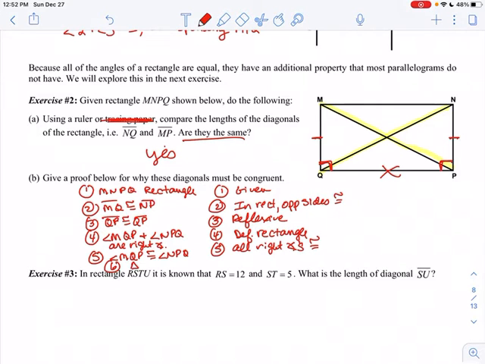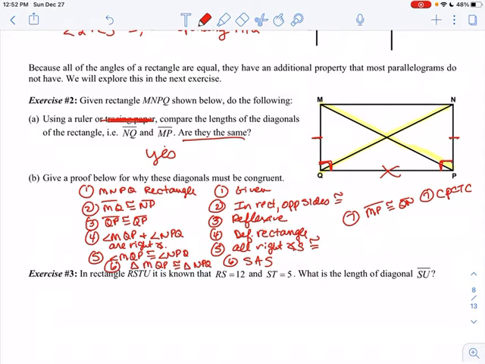Therefore, my triangles are congruent. Triangle, now these are overlapping. Triangle MQP is congruent to triangle NPQ, and that's by side angle side. And if my triangles are congruent, then that means my corresponding sides, like MP and NQ, have to be congruent, and that reason is CPCTC.